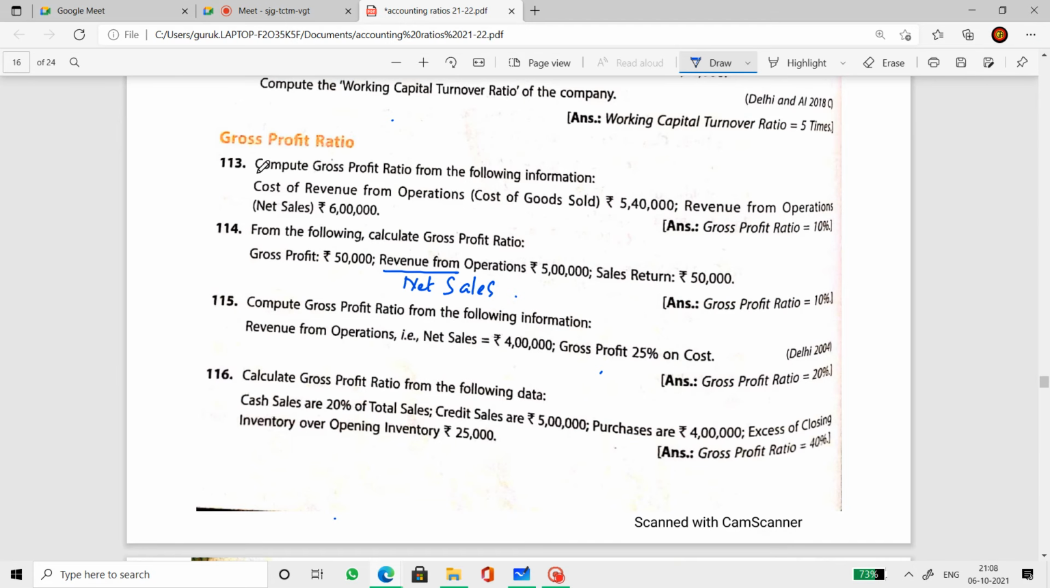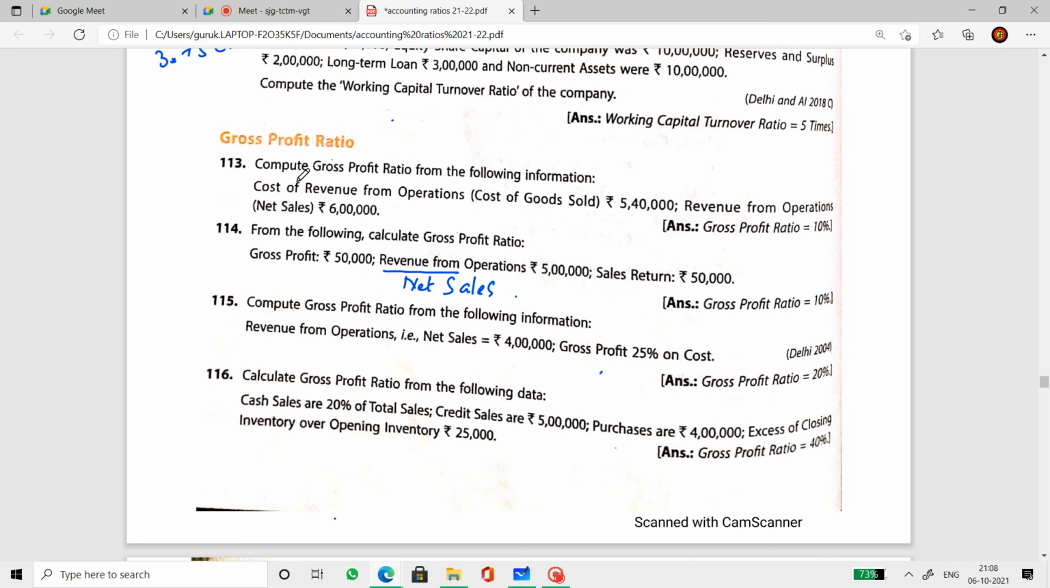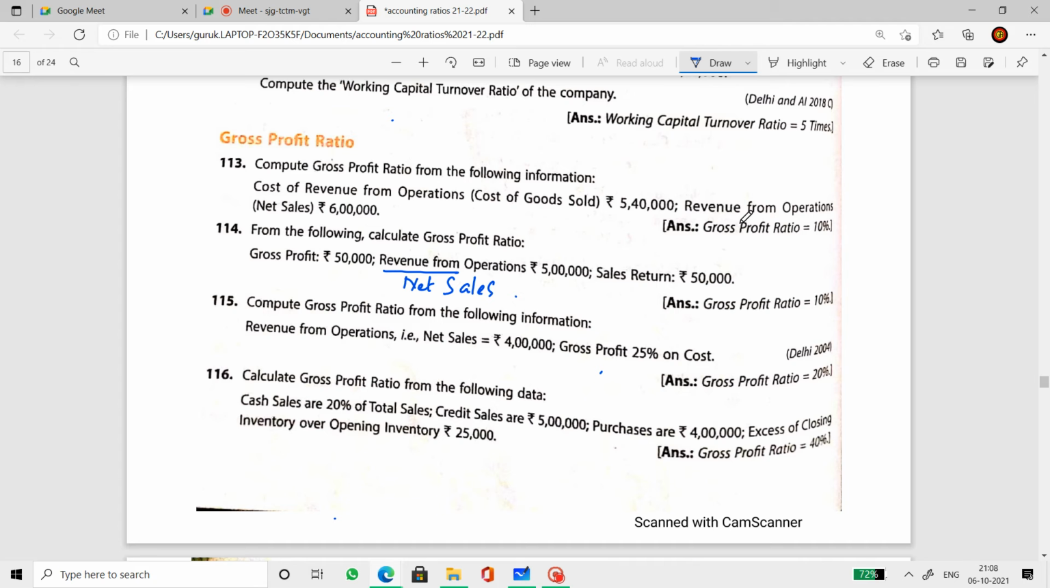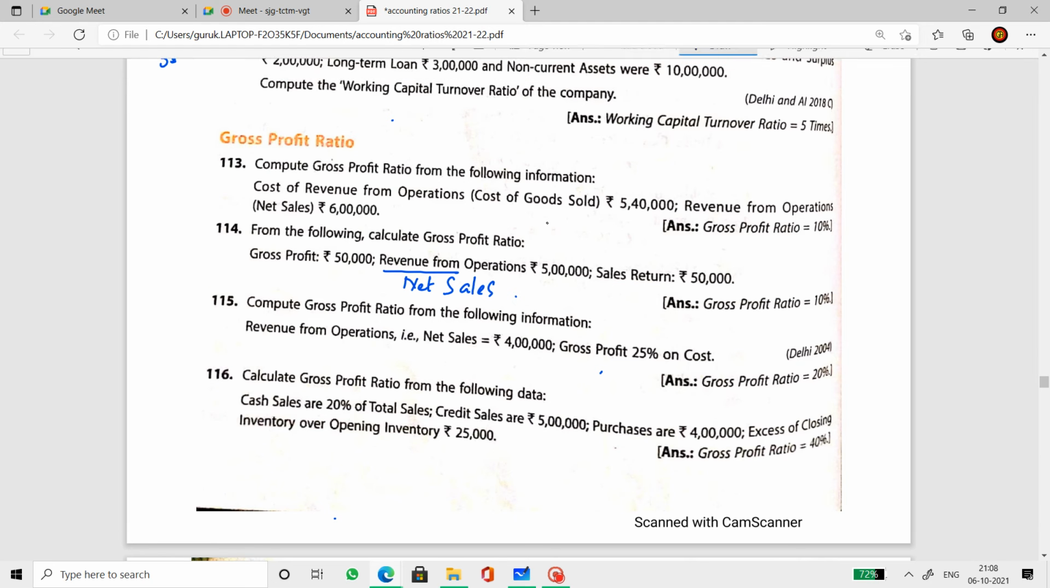So let's start with the questions from your textbook. Gross profit ratio, first one. Cost of revenue from operation or cost of goods sold, 5 lakh and 40,000. Revenue from operation is 6 lakh. So revenue from operation means net sales. So remember, sales return is already subtracted from revenue from operation. So in order to find GP ratio, it is GP by net sales into 100. So that means 6 lakhs minus 5 lakh 40 will be your gross profit, which is 60,000 divided by 6 lakh net sales into 100 will give you 10% as the answer.